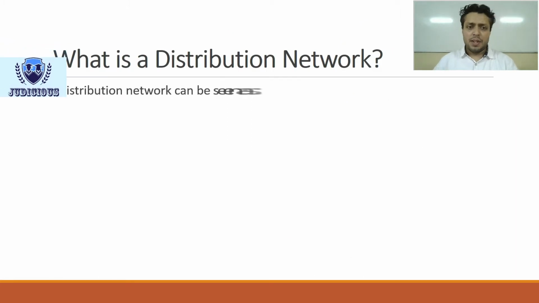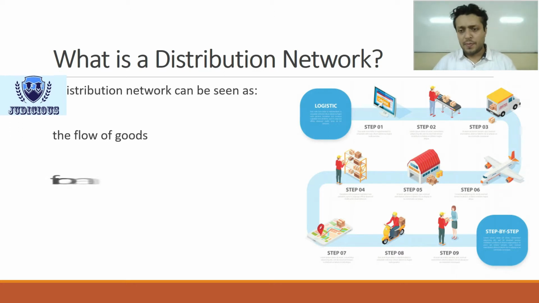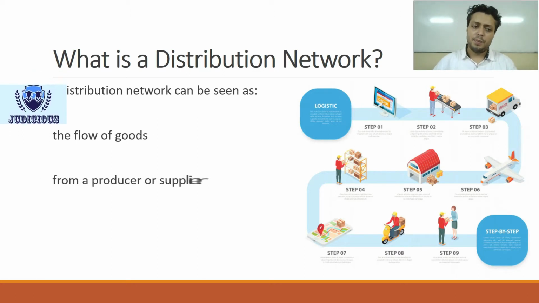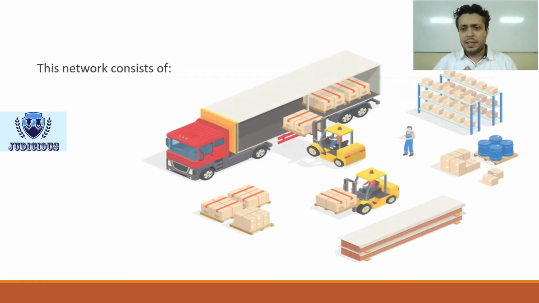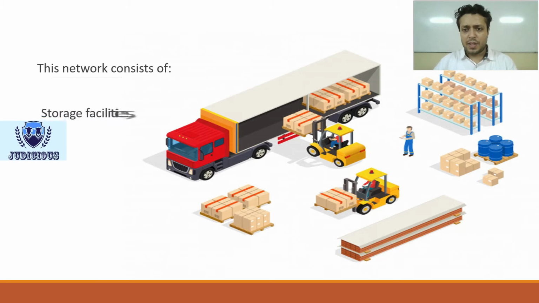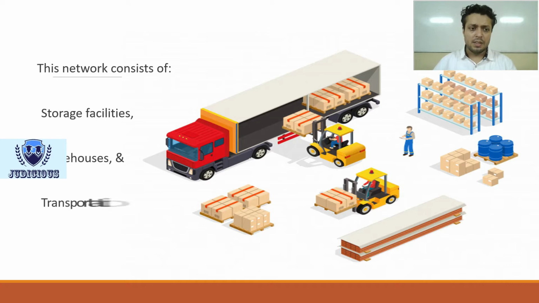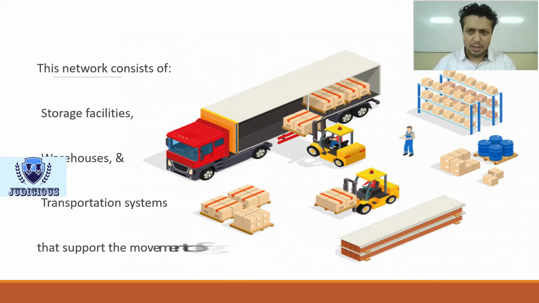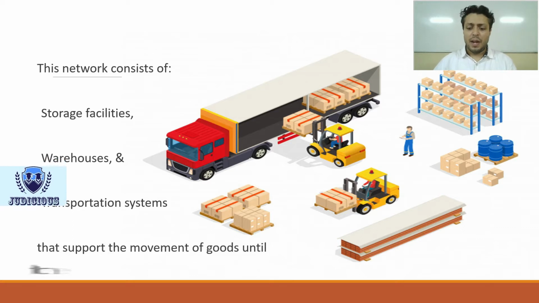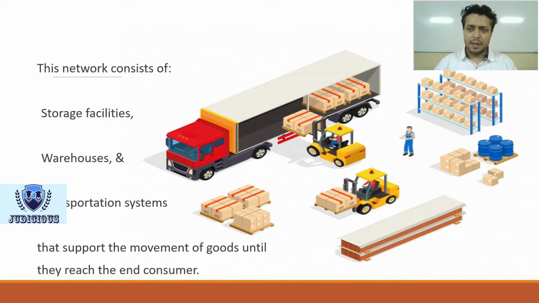Basically, a distribution network can be seen as nothing but a flow of goods from the producer or the supplier towards the end consumer. Now, this network consists of things like storage facilities, warehouses, and even the transportation systems that support this entire movement of goods until they reach the hands of the final buyer.